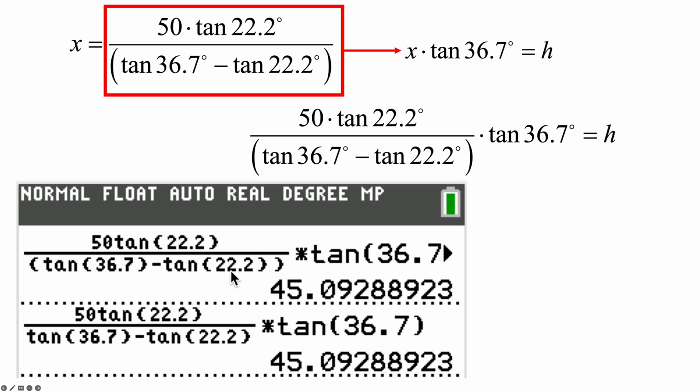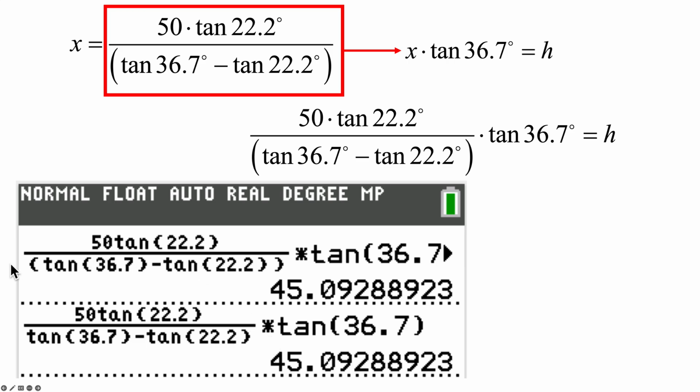So now I probably really want to use my fraction command here. So 50 tangent of 22.2 on the top of my fraction. In the denominator, you do not have to put parentheses around this. You can just type in tangent of 36.7, close the parentheses, minus tangent parentheses 22.2, close them, and then jump out of the fraction, go times the tangent of 36.7. When you hit equals, it may put the parentheses around that. No, I guess it doesn't put them around it.